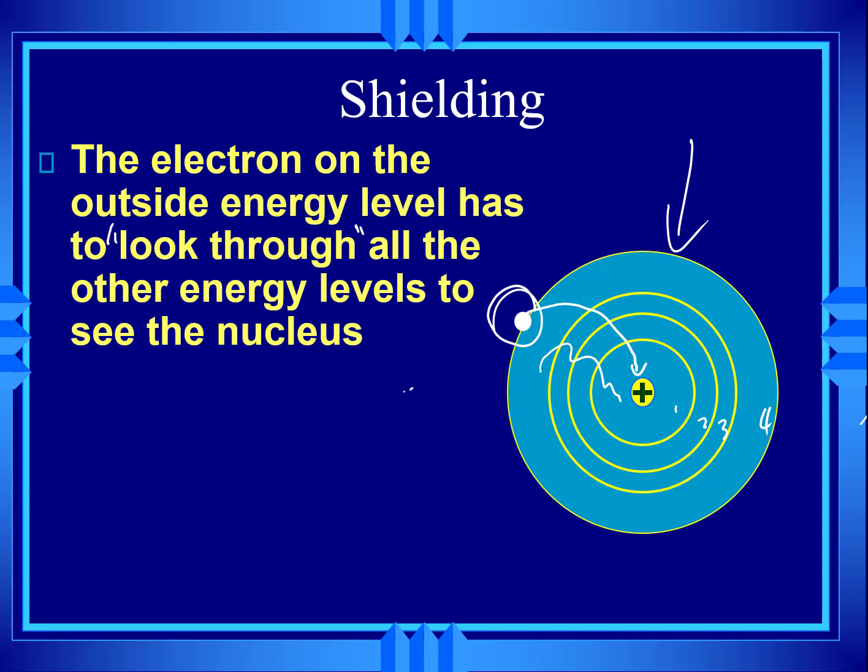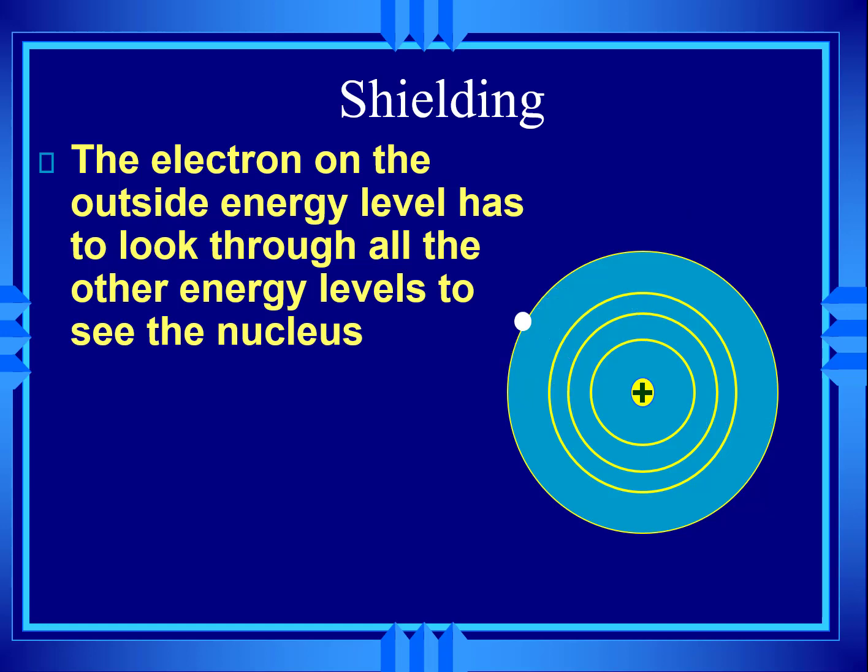So in order for the negative electron to be attracted to the positive nucleus, I've got negative charges here, so they're going to get in the way. They're going to repel that a little bit, and that's going to make that outside electron less attracted.